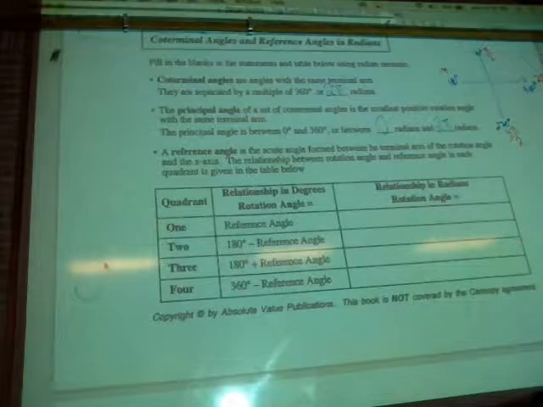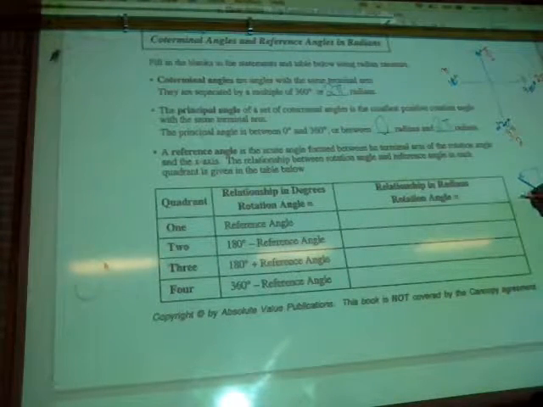So the reference angle is an acute angle that's formed between the x-axis and your terminal arm. So for example, if I had an angle that rotated to quadrant 2 to this terminal arm, I would have a reference angle that lies between the terminal arm and this x-axis. Okay, so it's this angle right here. And there are 4 different ways to calculate your reference angle depending on if it was quadrant 1, 2, 3, or 4. Similarly, there are 4 different ways to calculate your rotation angle.